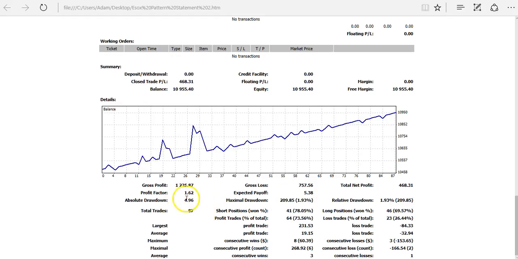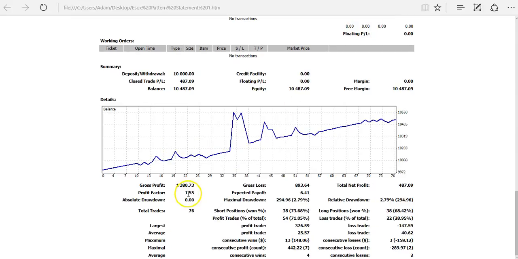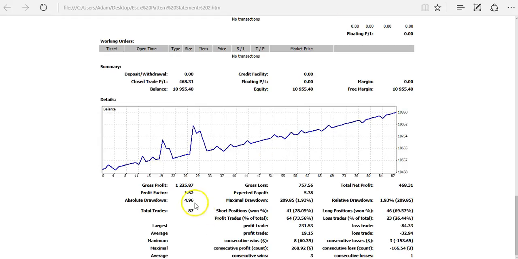Absolute drawdown of 4.96. If you remember last week, we didn't actually have an absolute drawdown. That was because our opening balance of $10,000 didn't drop below $10,000 at any point. It only went up from there. So there was no absolute drawdown to report. Here we've got an absolute drawdown of $4.96, which would be this little trough right here. We would have our opening balance, which was where we left off from last week, which I think was $10,487.09. So that point there, and then this little trough here would have just dipped below that by $4.96.